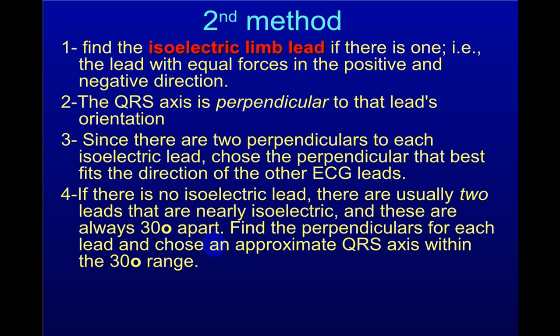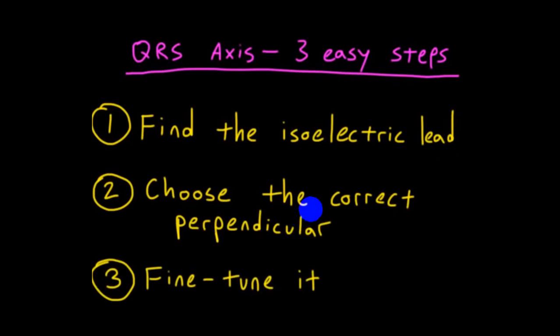There is another technique by which you can calculate the axis, called the isoelectric limb lead method. This is a little complicated, so I will not go into detail, but I will give you a little idea. Find out which lead is isoelectric, that is, the limb lead where R and S are nearly equal. Now choose the correct perpendicular axis to that particular lead, and then do a fine tuning. This is a little tedious, so don't try to calculate the axis by this. The simplest way is lead 1 along with either lead 3 or AVF, but whenever you are in doubt, you can utilize this.